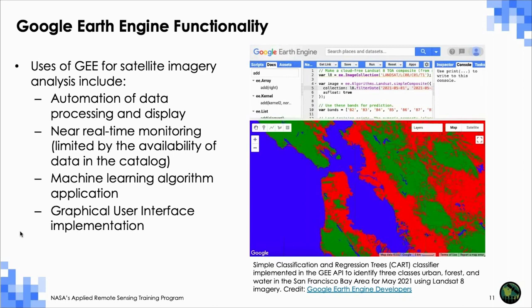And here on the slide, we have a screenshot of the GEE code editor interface, displaying a classification and regression tree, or CART classifier, implemented over the San Francisco Bay Area using Landsat 8 imagery to complete a really simple land cover classification, delineating urban, forest, and water cover types. Just to give you a really quick example of what this kind of all looks like.